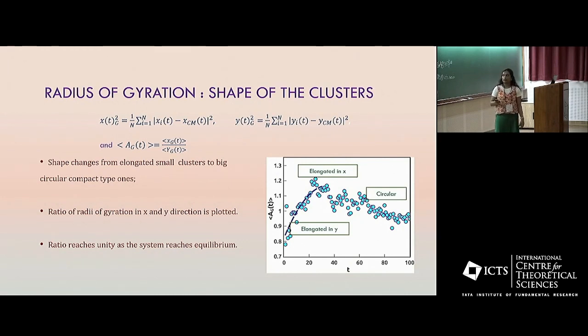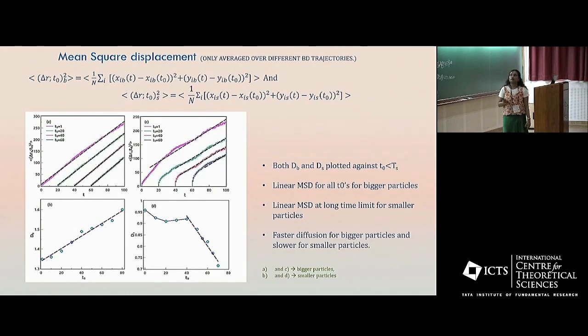We observed that the clusters were initially elongated in the y direction, which was also evident from the configuration. Next, we observe that gradually, as the system reaches equilibrium, the clusters are forming more and more compact circular-like structures. Now we look into the dynamics.